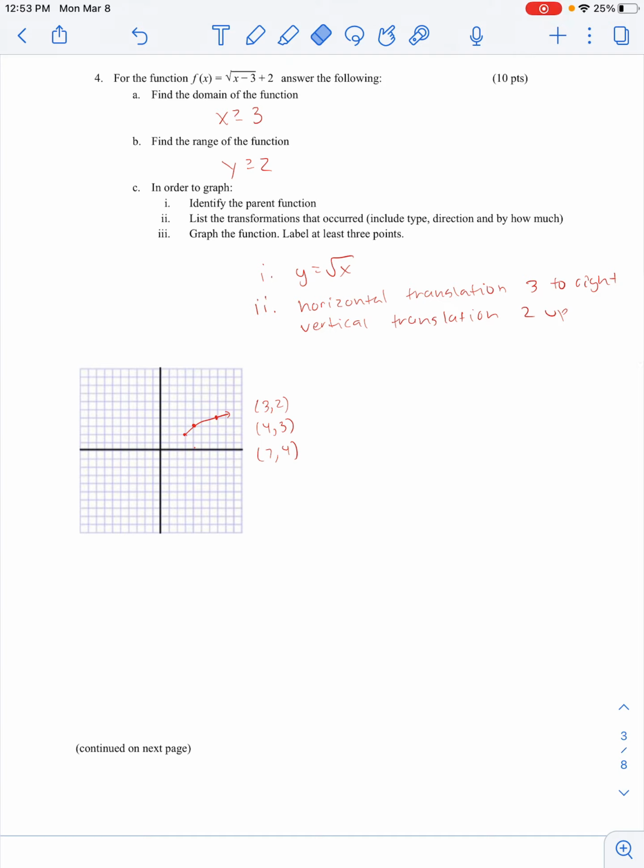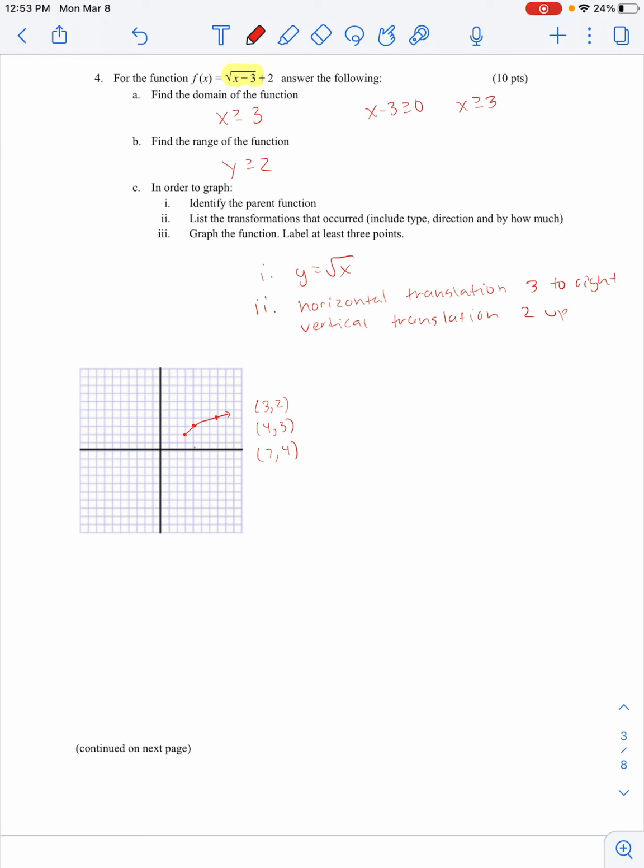This one looks really similar to a lot of other problems that we did. So if we want to find the domain of the function, we're looking at this radical, and we have to recognize that the expression underneath the radical has to be greater than or equal to 0. So x minus 3 has to be greater than or equal to 0, therefore x has to be greater than or equal to 3.